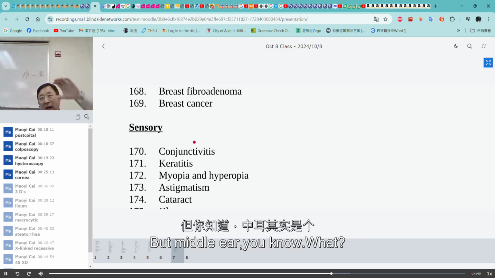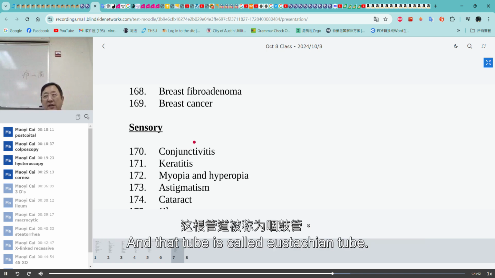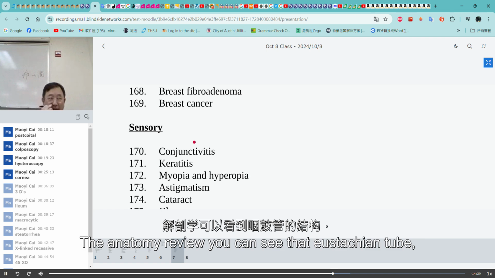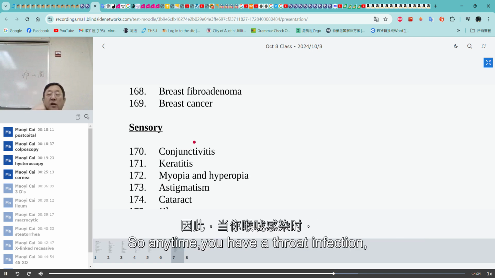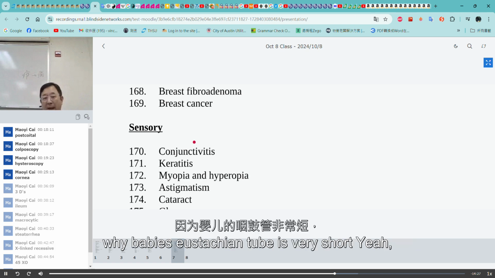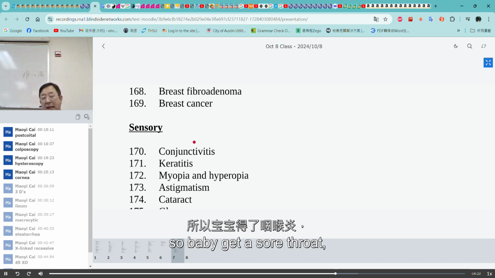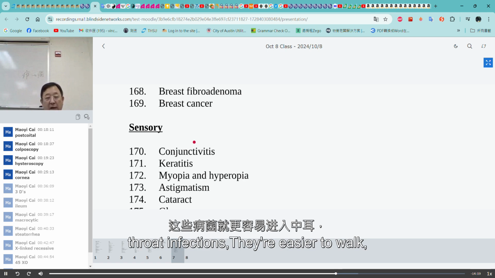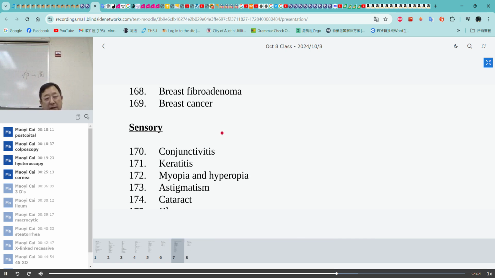But the middle ear, you know what? It's a chamber that has a tube going all the way to your throat. That tube is called the eustachian tube. Yeah, anatomy review. The eustachian tube connects the middle ear to your throat. So anytime you have a throat infection, what? It can possibly spread to the middle ear. Especially in babies. Why? Babies' eustachian tube is very short. So when a baby gets a sore throat infection, it easily causes a middle ear infection. Otitis media. Okay, so middle ear infection.